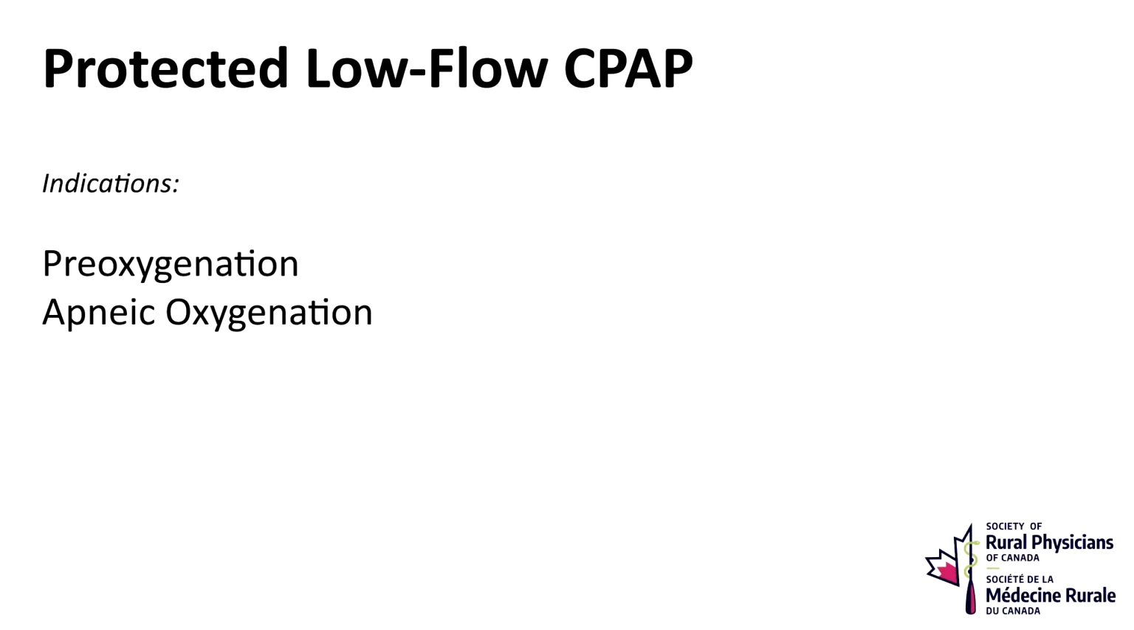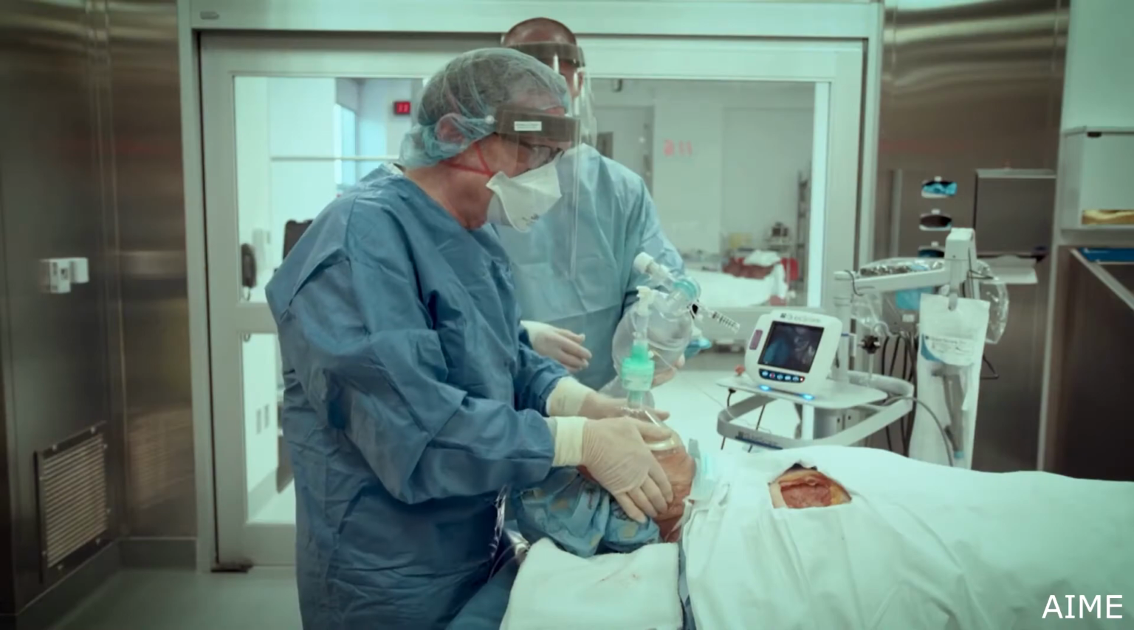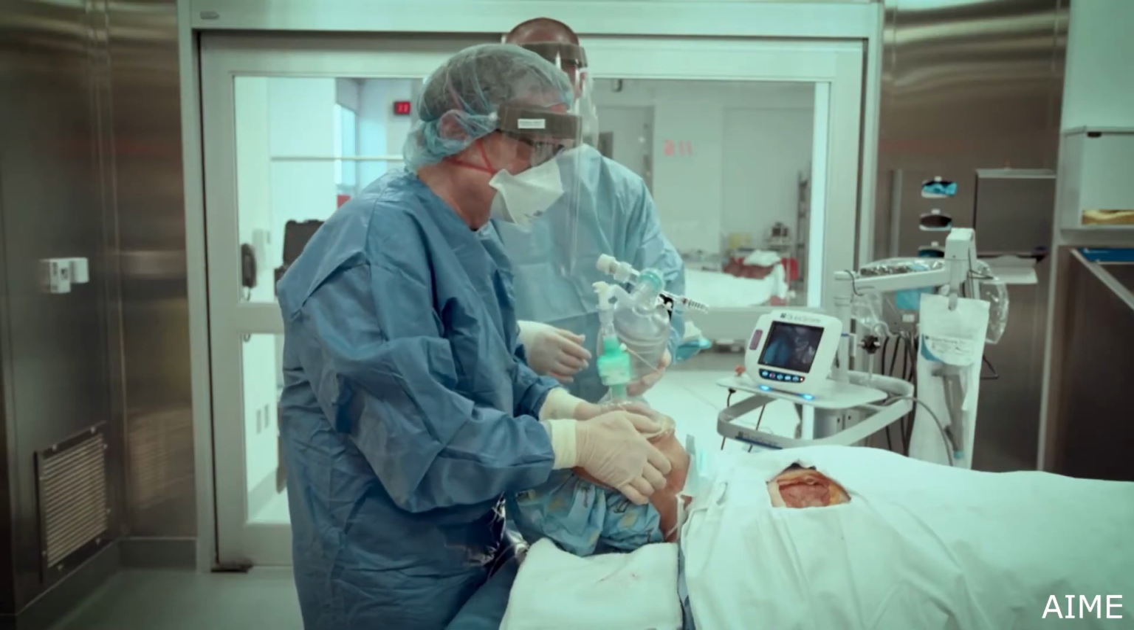So the primary indications for use of this setup are for pre-oxygenation once you've decided to intubate the patient, and when the patient is apneic, as this provides continuous oxygenation, often without the need to actually bag mask ventilate. Now, there are a few key issues in troubleshooting that you may need to think about when using this setup. This is a video of AIM showing the setup used for apneic oxygenation.